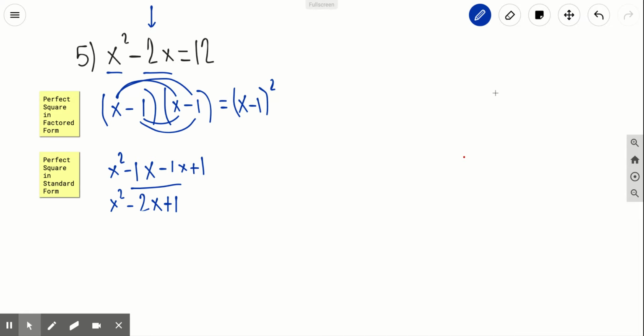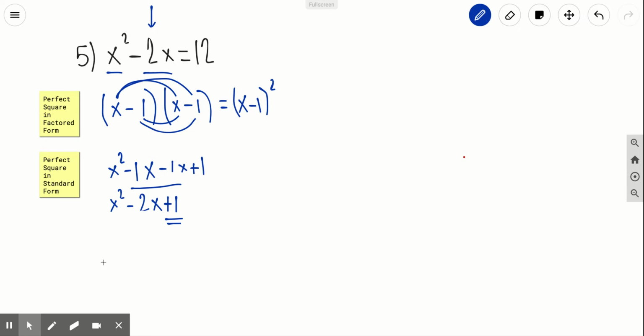A few things to notice here. First is that we ended up with the same a and b term, x squared minus 2x, as our original equation. We have a c term of plus 1, which we'll deal with in a second. But let's also take a second to note that the perfect square in factored form, x minus 1 times x minus 1, which we decided on because minus 1 is half of negative 2, is the equivalent expression to x squared minus 2x plus 1.